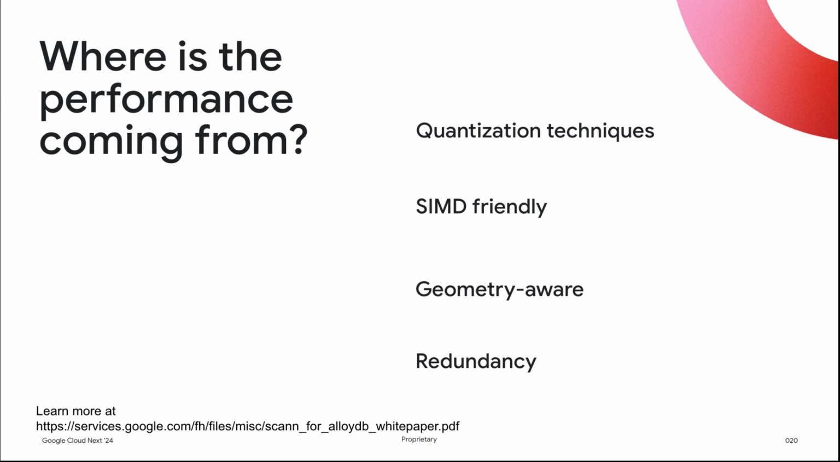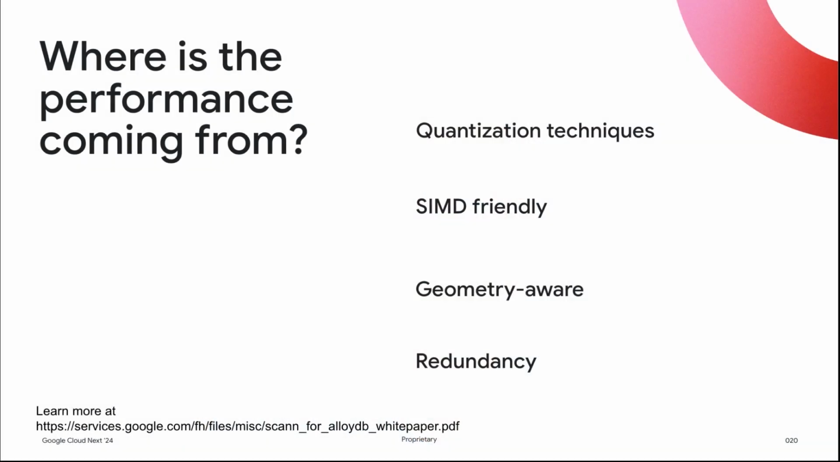The second part that is very particular to the scan algorithm and to the scan for AlloyDB is that unlike the graph-based algorithms, scan is very geometrically aware. That is, it does not simply understand the sizes of distances, but it really understands the relative positioning of the various vectors in the geometry and is exploiting the geometry in order to deliver higher performance at lower memory footprint.